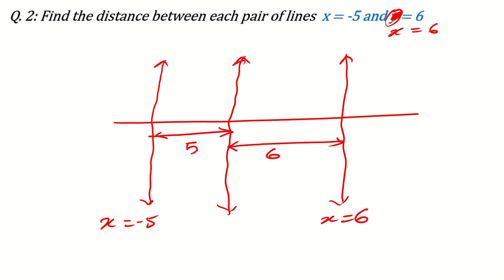Did you say 5? Yes, very good. So 5. Remember, my dear students, distance cannot be negative. Okay, so what's the distance between the lines? The distance between the lines will be 6 plus 5, which means 11. Okay, 11 units. Now, like this, I'm sure you understand this thing.